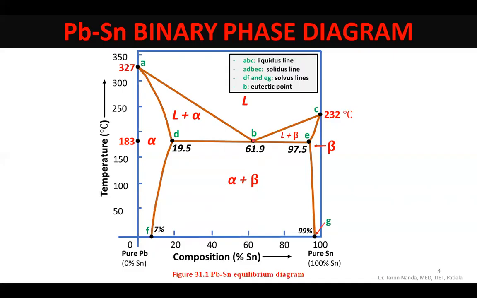So this point B can be referred to as the eutectic point. At the eutectic point, you have three phases coexisting. One is liquid, the other is alpha, and the third and the final is beta.